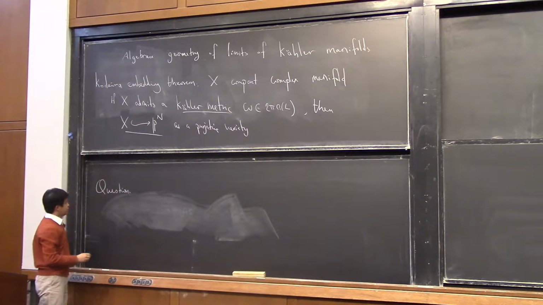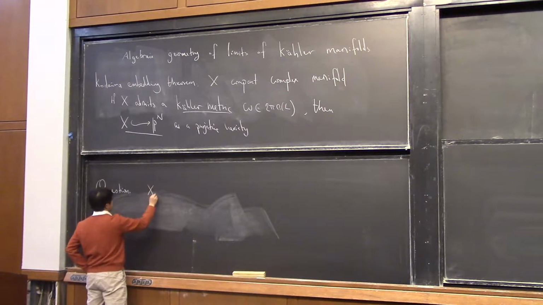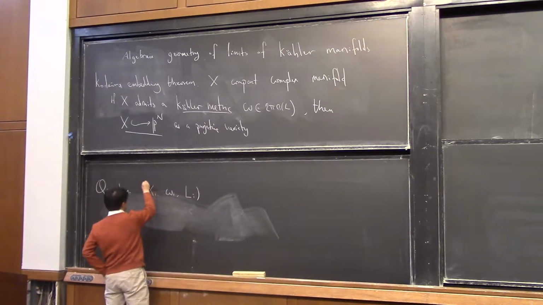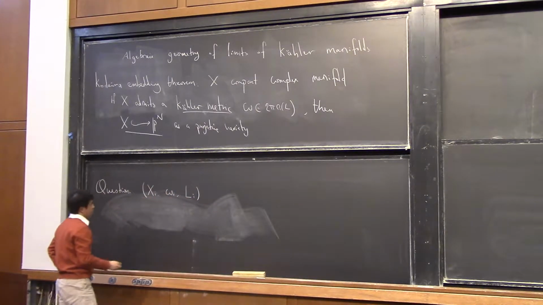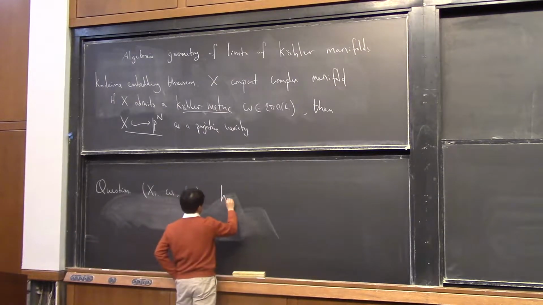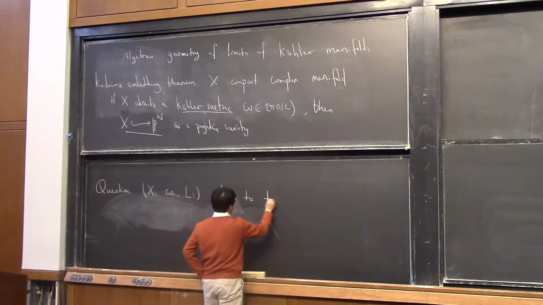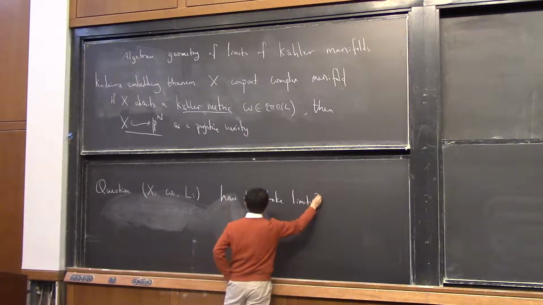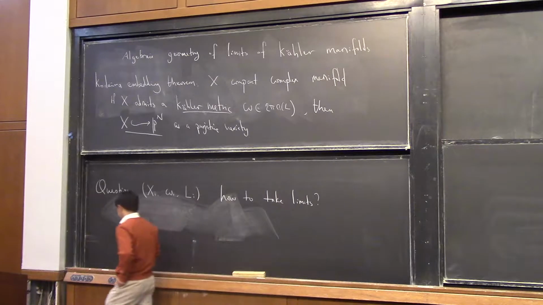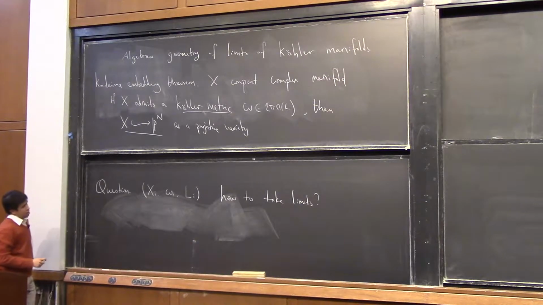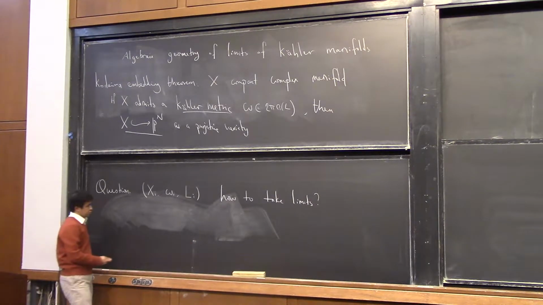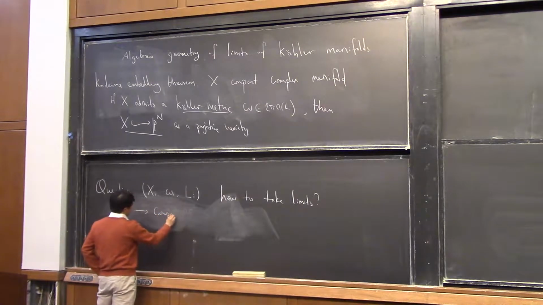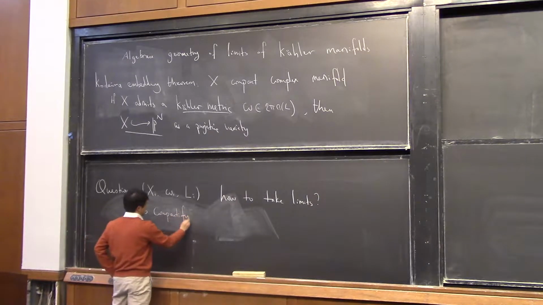So the question is, if we have a sequence of Taylor manifolds, Xi, omega i, Li, how can we take limits? So I'm a differential geometer, so this is formulated in the differential geometric flavor. And in algebraic geometry, this is related to compactifying moduli space.